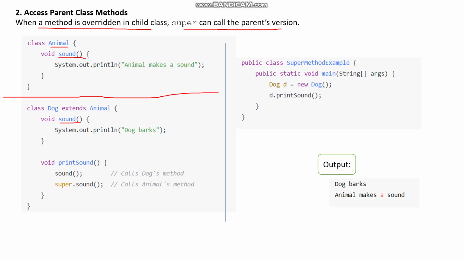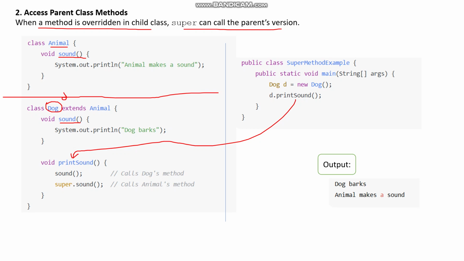Come to this one here. Public class SuperMethodExample. Public static void main(String[] args). Dog d = new Dog(). For this Dog class we are creating the object. The object name is d. Then d.printSound(). Whenever there is printSound, the control will jump to the printSound method.